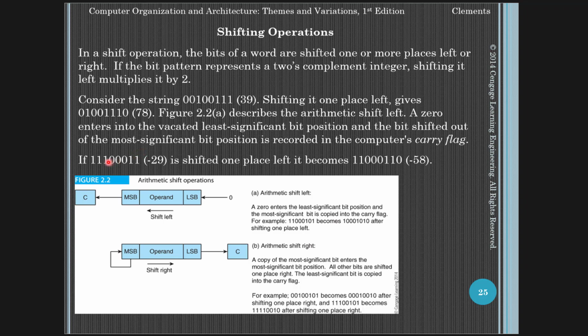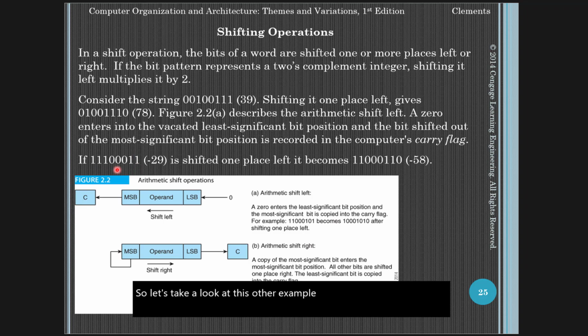So let's take a look at this other example here. Let's say we have negative 29, and it's shifted one place to the left, and we get negative 58. And so we can think about how this carry operation takes place.